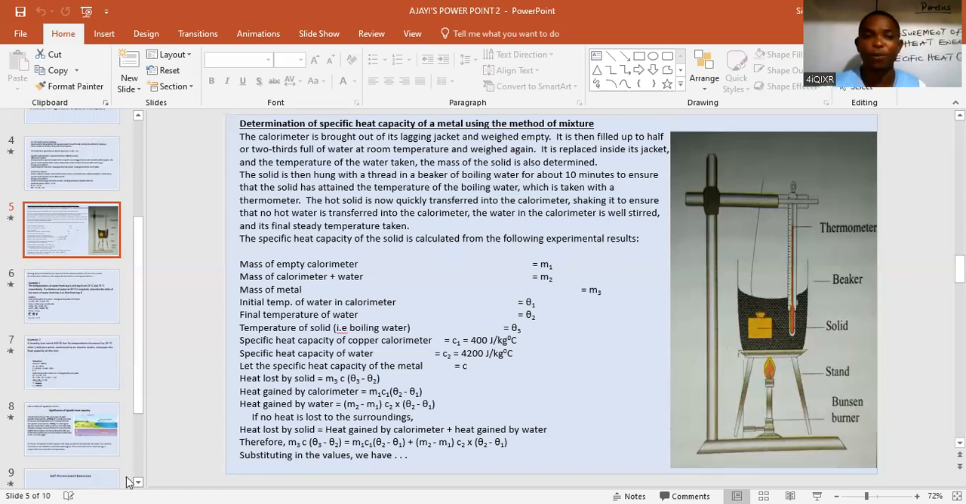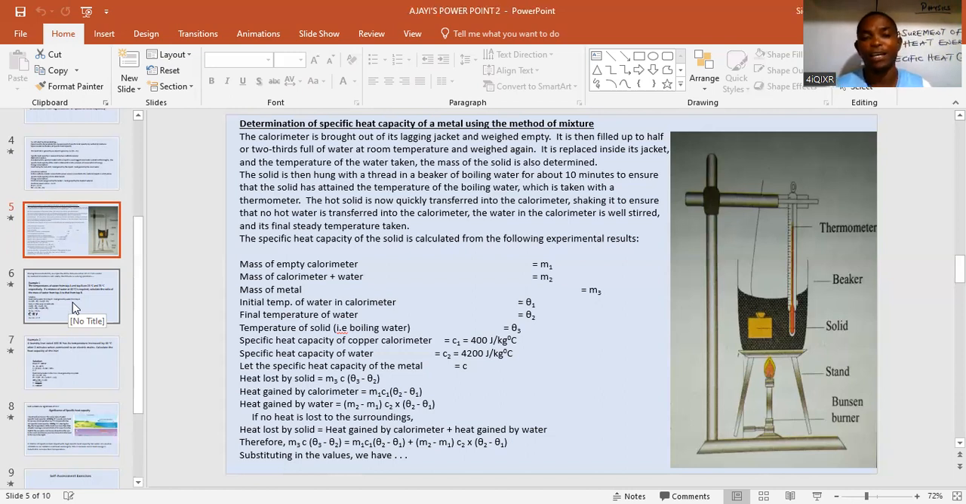Specific heat capacity of copper is 400 joules per kilogram per Kelvin, while that of water is 4,200 joules per kilogram per Kelvin. Now, if there's no heat lost to the surroundings, then the heat lost by the solid is equal to the heat gained by the calorimeter as well as the water. And that can be demonstrated using the formula stated on the screen.